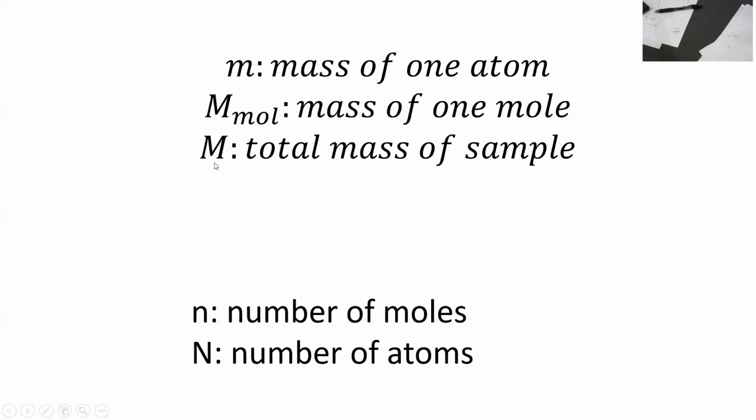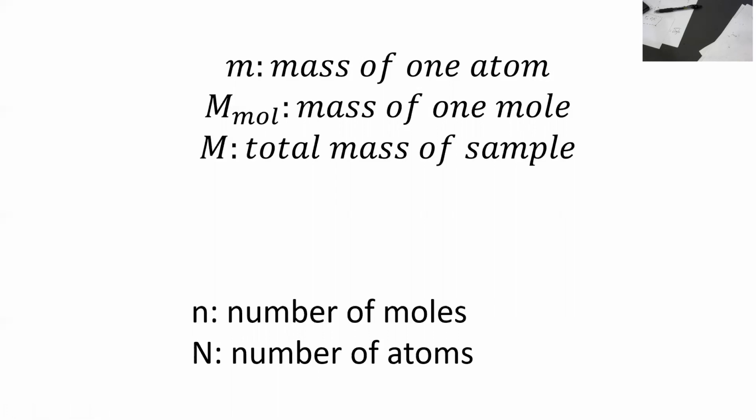Capital M without the subscript is the mass of your total sample. Maybe you're looking at 20 pounds of carbon. That would be capital M, and you can figure out how many moles were in that. Lowercase n is the number of moles. That's always going to be the number of moles in this chapter. Big N is reserved for the total number of atoms. So in general, big N is an enormous number, something like 10 to the 23rd, 10 to the 25th, etc., whereas lowercase n could be a dozen.